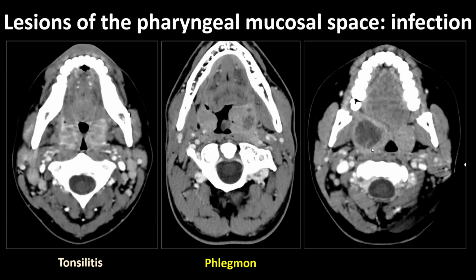And when these liquefied areas coalesce and are encircled by an enhancing capsule, we call them an abscess, which is, anatomically speaking, not located within the tonsils, but in the so-called peritonsillar space surrounding the tonsils. And we call abscesses in this region peritonsillar abscesses.